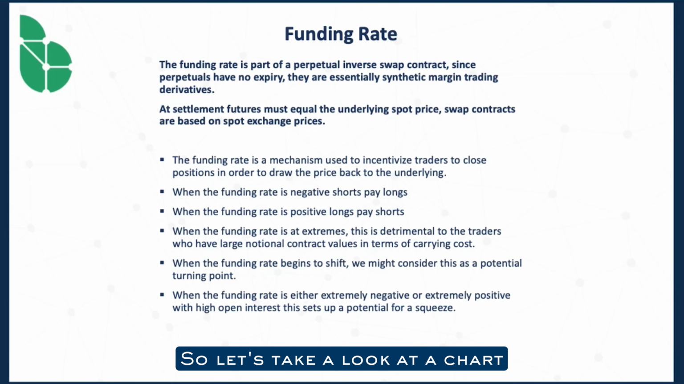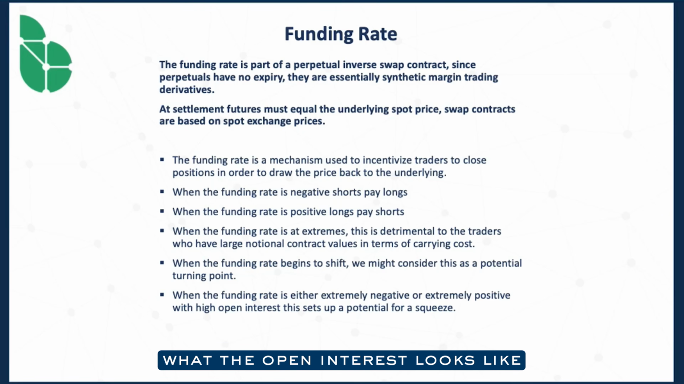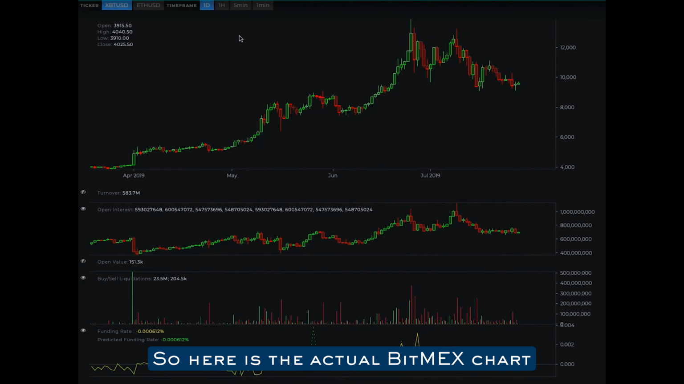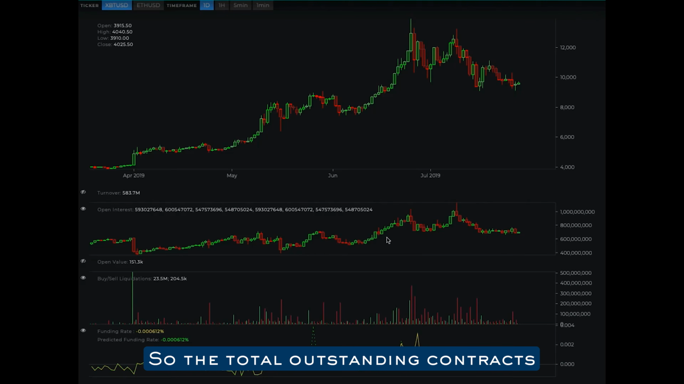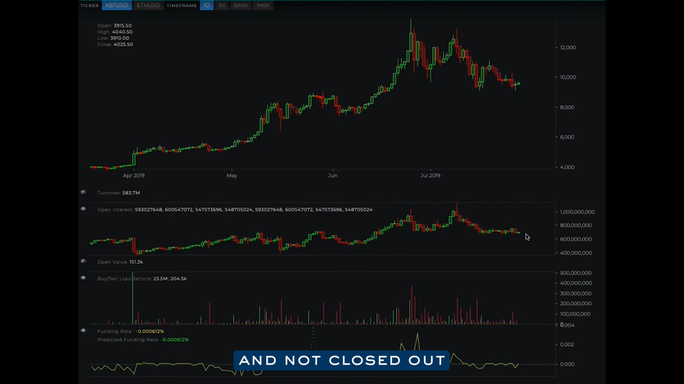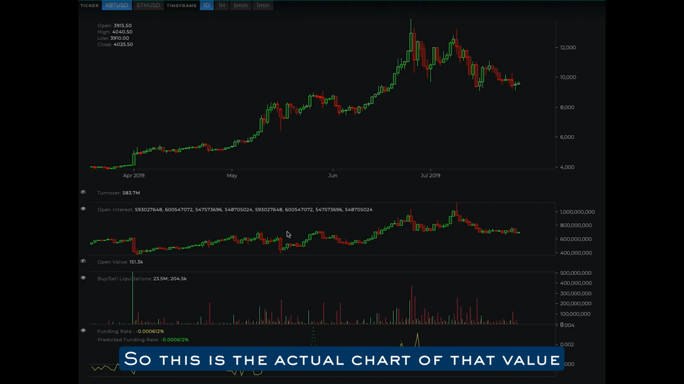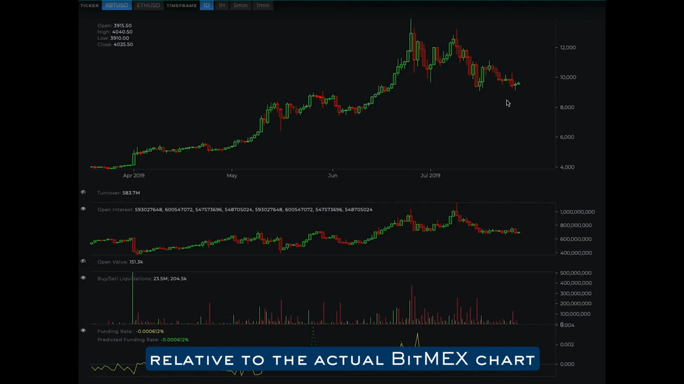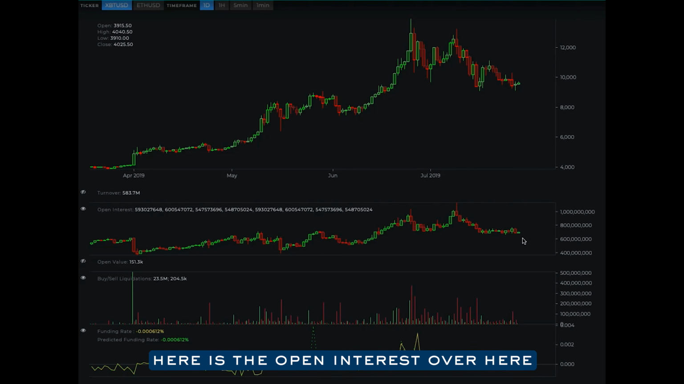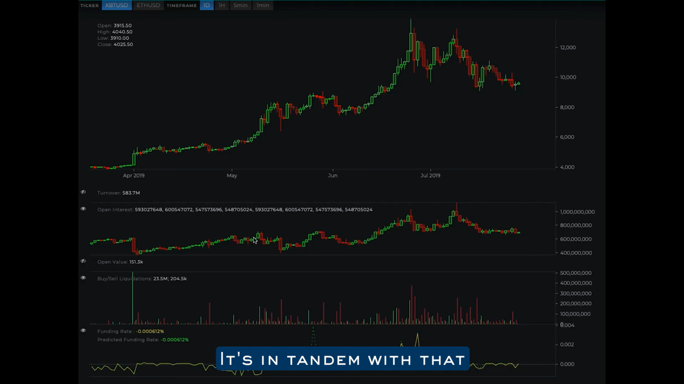So let's take a look at a chart real quick, and we'll give you an idea what the open interest looks like and what the funding rate looks like. So here is the actual BitMEX chart on the 1 day, and under it is the open interest, the total outstanding contracts that are currently open and not closed out. This is the chart of that value changing over time relative to the actual BitMEX chart. So this day up here is the open interest over here and so forth. It's in tandem with that.